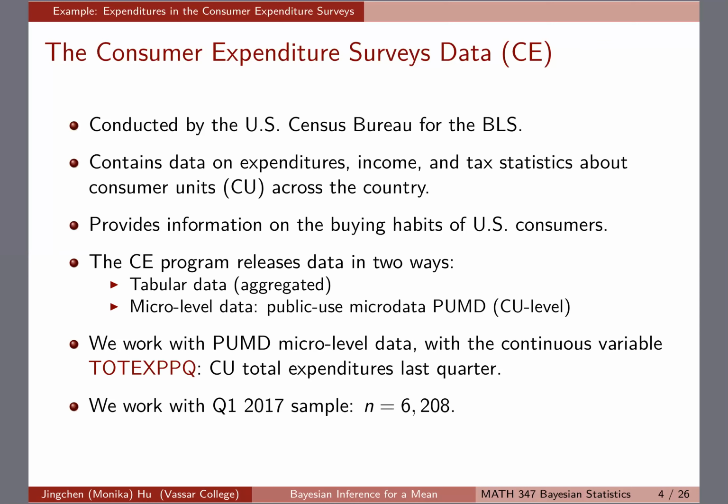And we work with a particular sample, which is from the first quarter of 2017, and we have a little bit over 6,000 observations in that. Okay, so just keep that in mind. It's at the micro level, meaning that we have information about each of the CU.